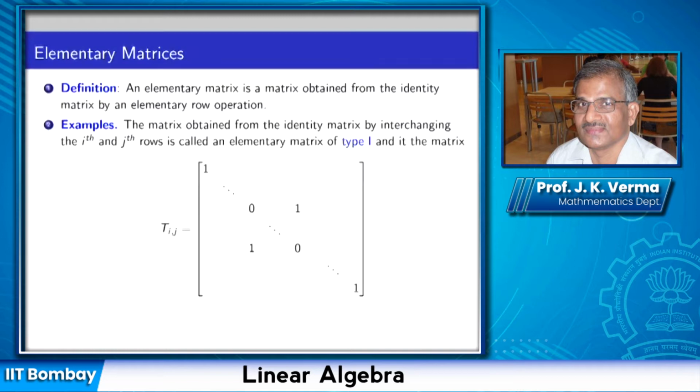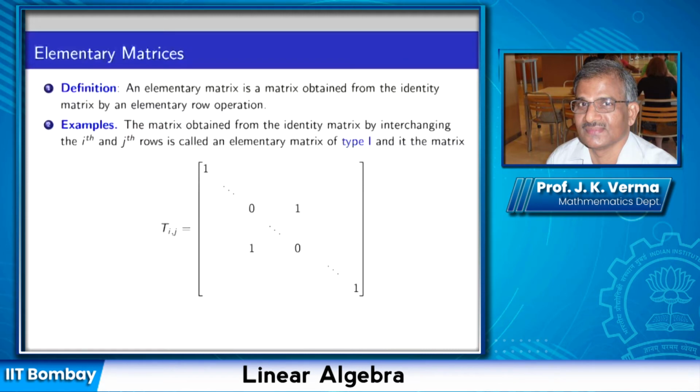So if this matrix is obtained by interchanging the first row with the second row, then you see that E1 is mapping to E2 under the action of T12, and E2 is mapping to E1 under the action of T12. So E1 and E2 are being interchanged by the action of T12.